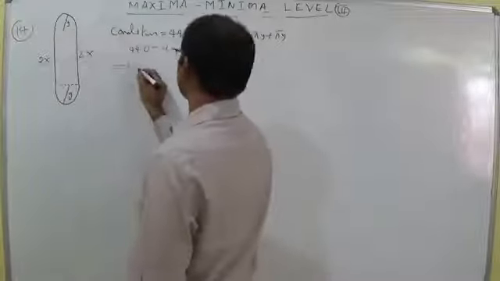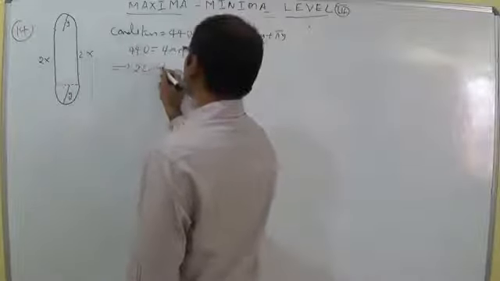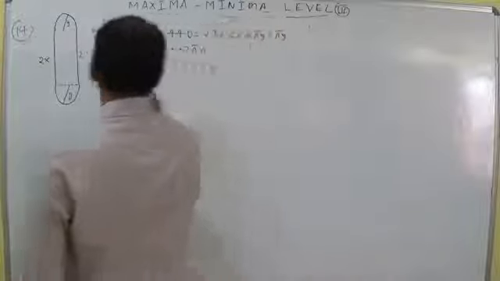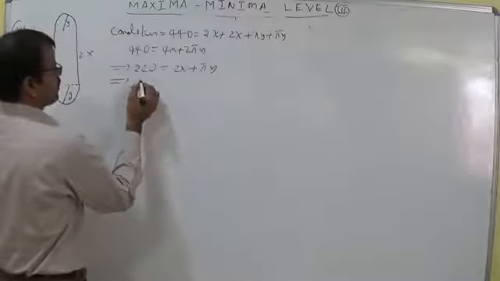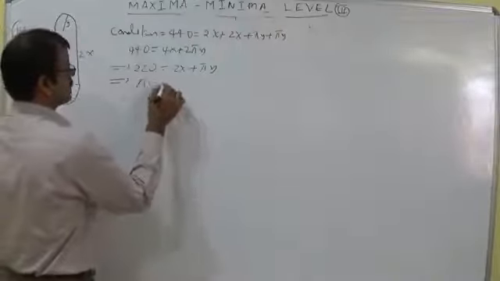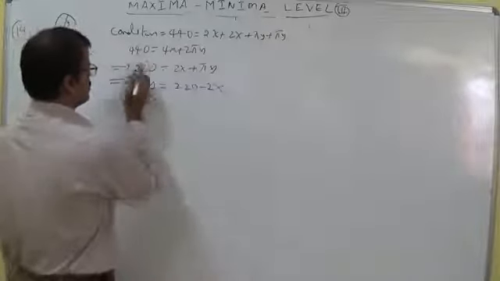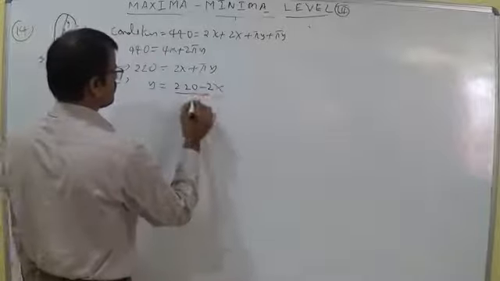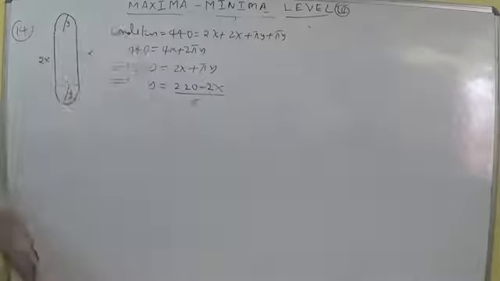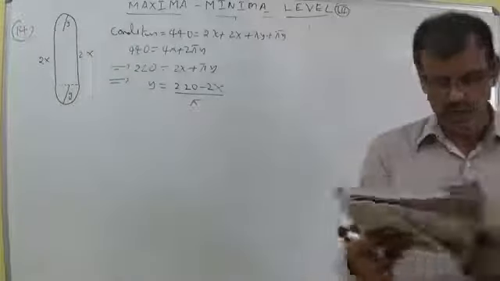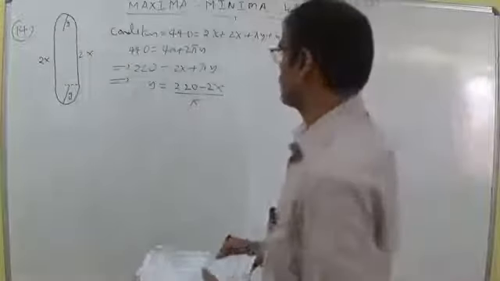Divide by 2: 220 equals 2x plus pi y. Next step: pi y is equal to 220 minus 2x, so y is equal to (220 minus 2x) by pi. So what should we calculate? The area of the rectangular portion, only the area of the rectangular portion.